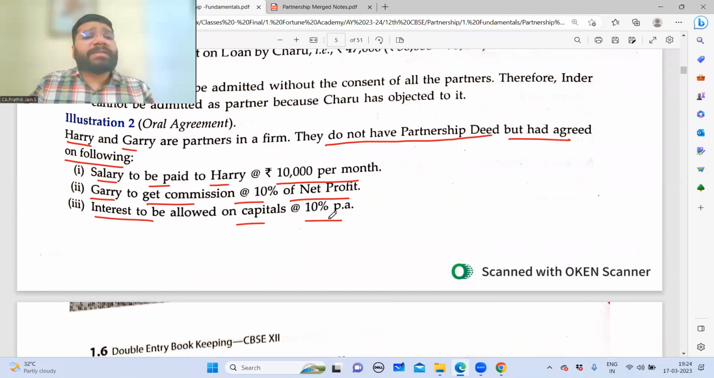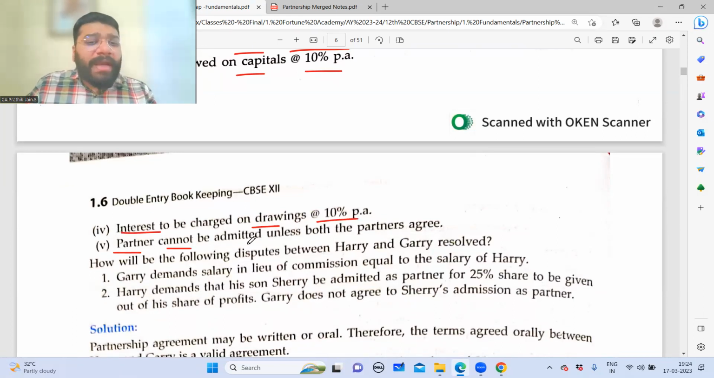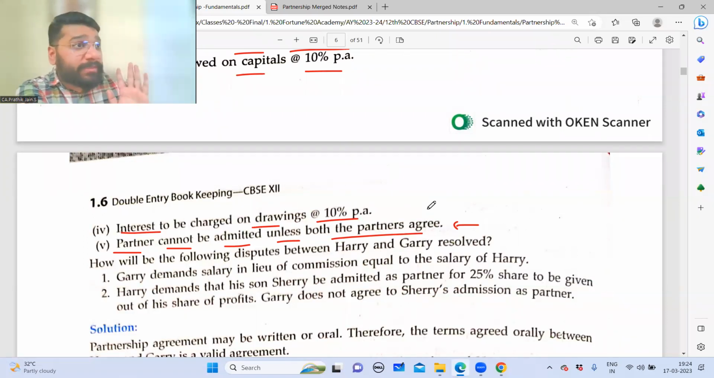Interest on capital 10%. Interest on drawing 10%. Partners cannot be admitted unless both the partners agree. So they've given specific points, all agreed orally. First of all, we check whether these points are acceptable or not. If acceptable, we'll follow them. If not acceptable, we'll follow the general clause.